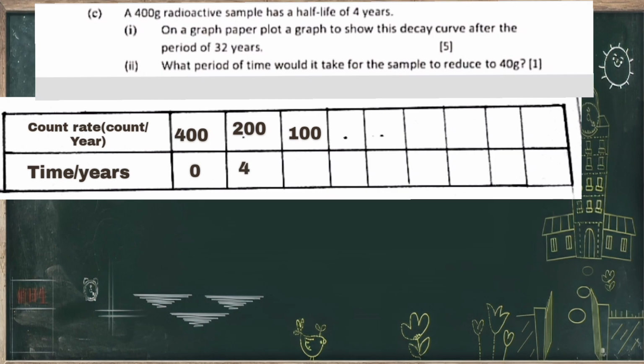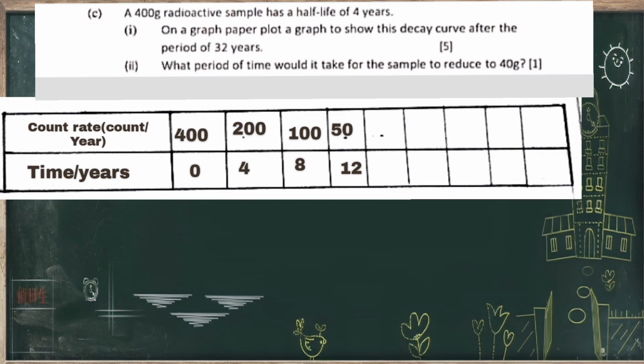Since the half-life is 4 years, I'm going to say 4 plus 4, then the answer is 8. So the time for 100 grams is 8. Then I do the same: 100 divided by 2, I'm going to get 50, which is 50 grams. Then since the half-life is 4 years, I add 4 years plus 8, and the answer is 12.